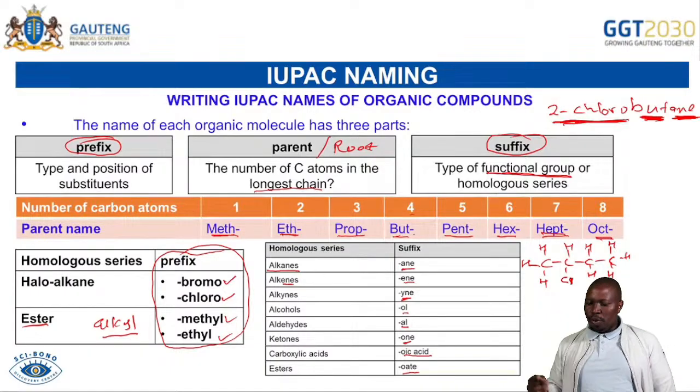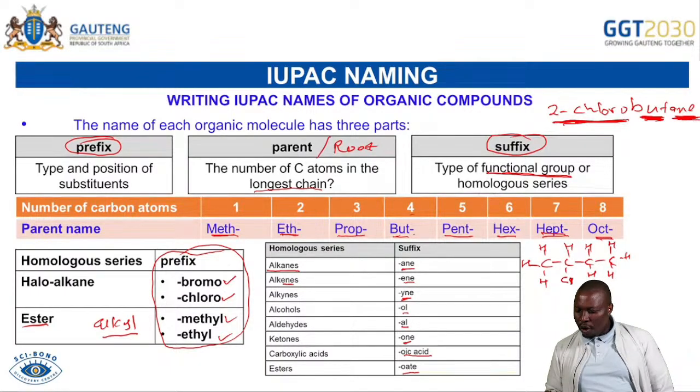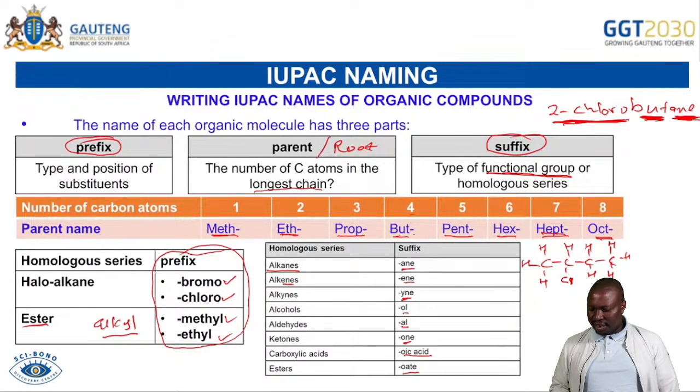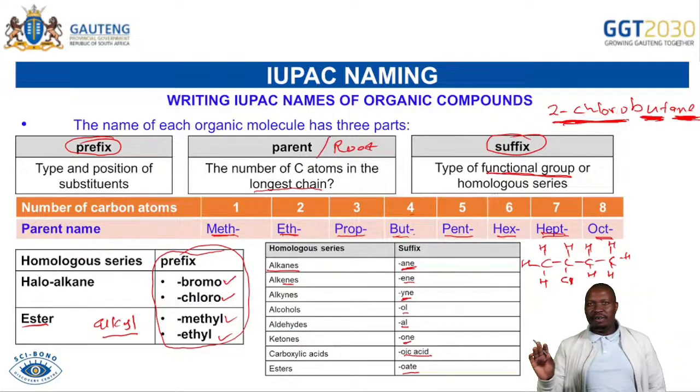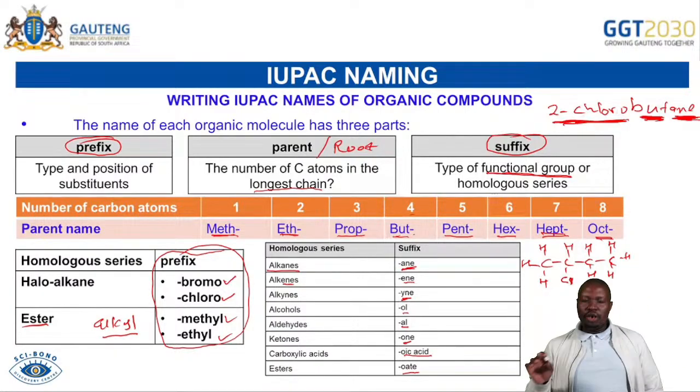In the exam, we want to know the "ane" stands for your alkanes. It's from alkanes, the suffix is "ane". "But" is saying 4 carbons. 2-chloro is saying in carbon number 2, we have a chloro. So I hope you got it. Naming has never been easy, but it is this simple. You just have to enjoy naming of organic molecules.